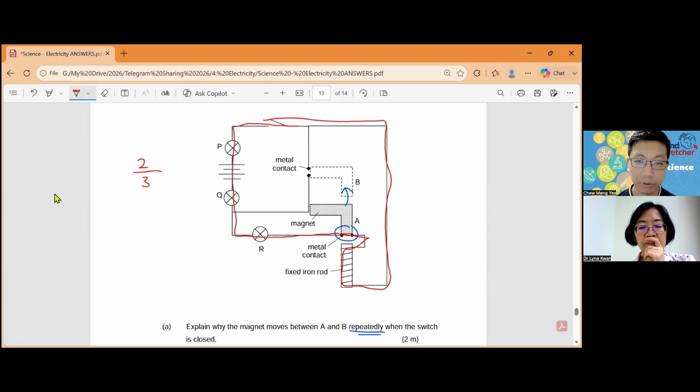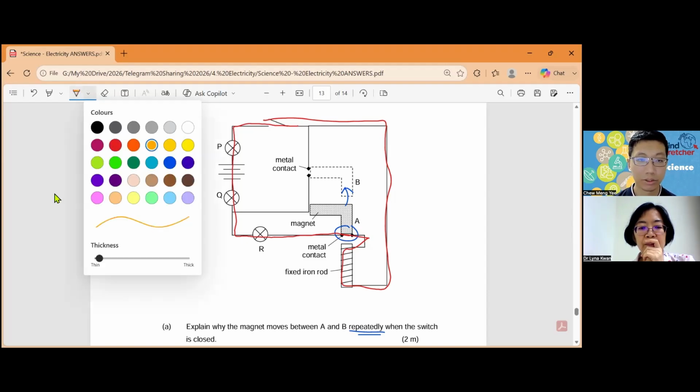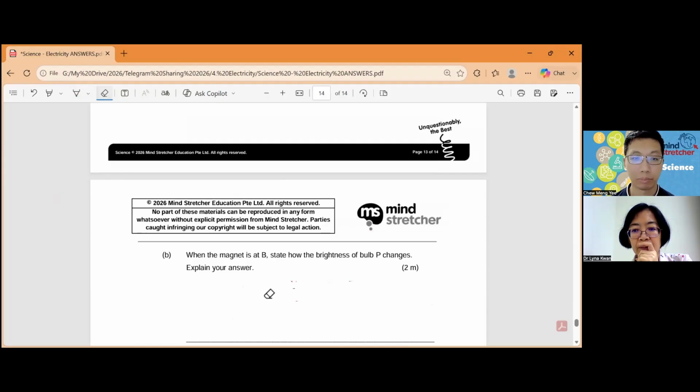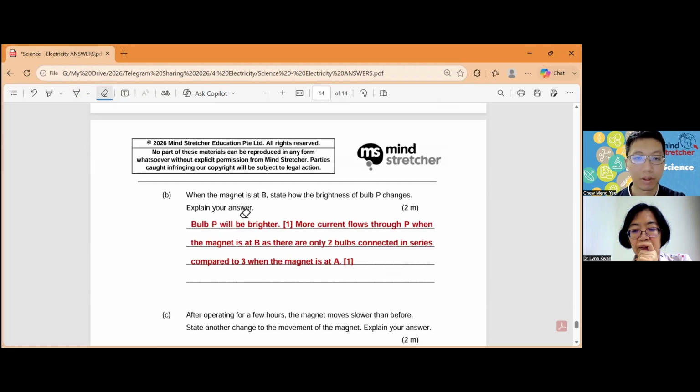But what happens when it moves to B? This is at A. Now at B, what happens? The circuit is only like this. Okay, let me use this machine. Whereas at B, the circuit is just like that, a small one. Two batteries, two light bulbs, P and Q only. So you can see it becomes brighter. Okay? So it will become brighter because more current flows through P.